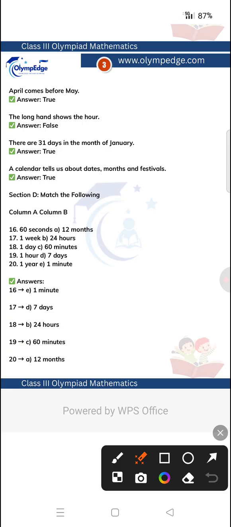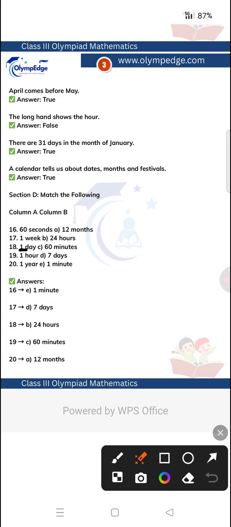Here question number 16, 60 seconds. Let's see, 60 seconds makes 1 minute, right? So question 16 will match with E, which is 1 minute. Then we have question 17, which is 1 week. 1 week is equal to 7 days, right? So question 17 will match with D, which is 7 days.